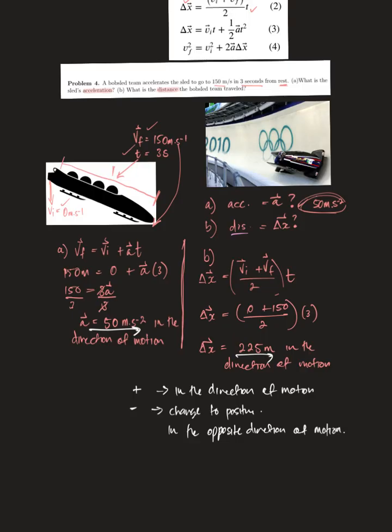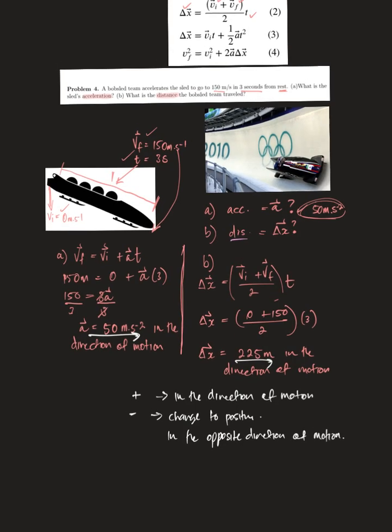And let's have a look at the next problem. Alright, problem 5. It says here, a bullet leaves a rifle with a velocity of 452 meters per second. While accelerating through the barrel of a rifle, the bullet moves a distance of 0.93 meters. Determine the acceleration of the bullet.